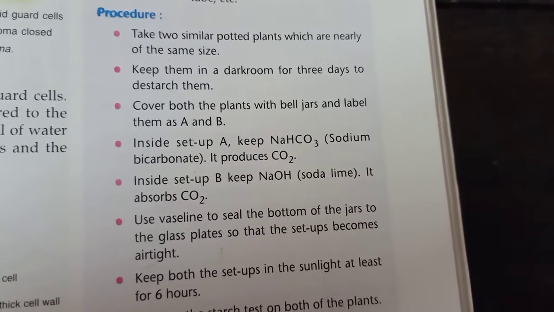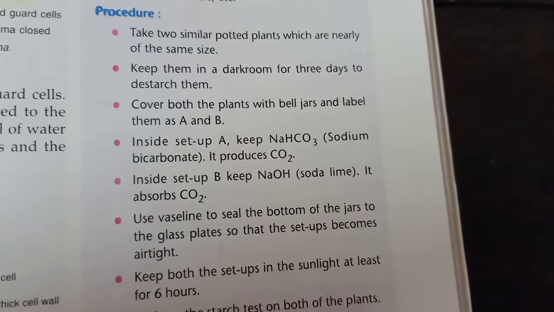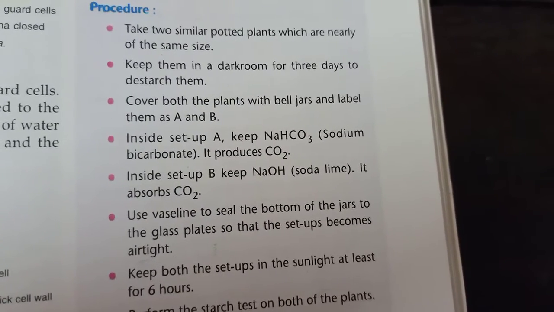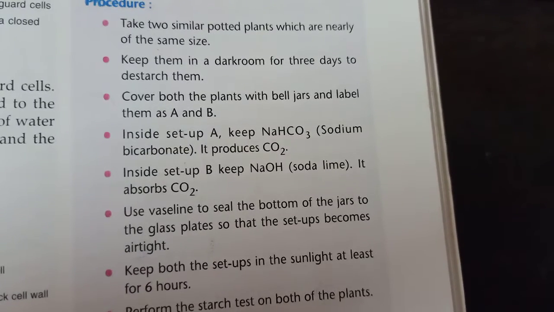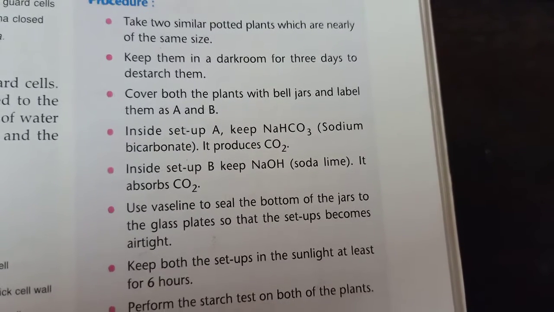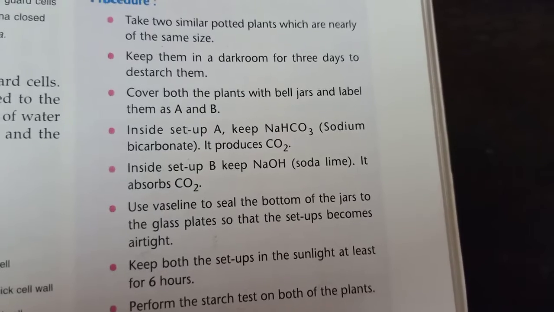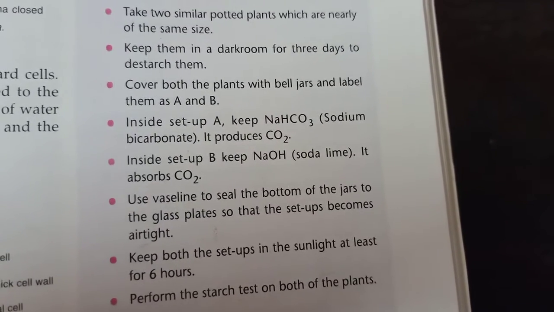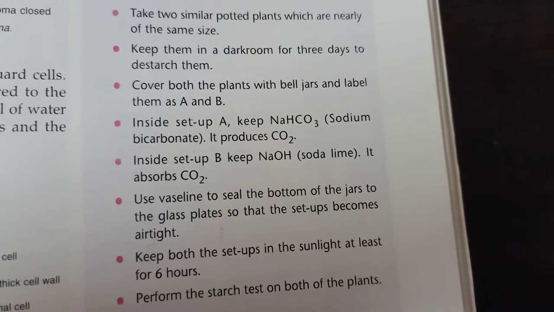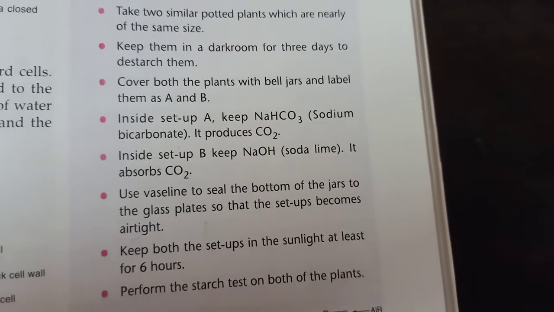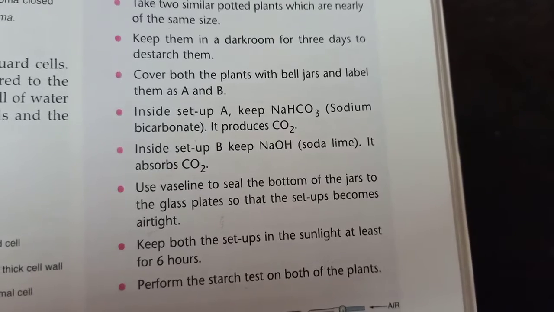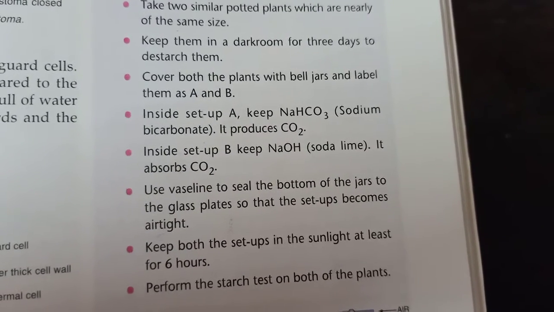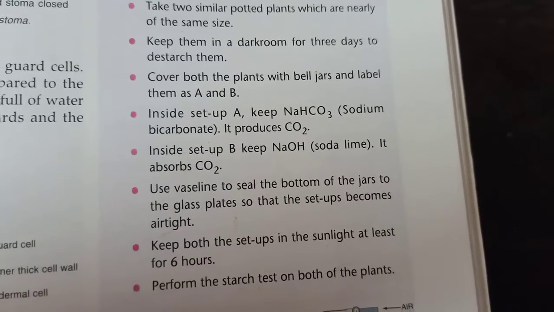You have to label those potted plants so that you can clearly note down the observations. Now inside setup A, keep sodium bicarbonate, which produces carbon dioxide. Then inside setup B, keep soda lime. It absorbs carbon dioxide. So in one case it produces carbon dioxide and in the second case it absorbs carbon dioxide.